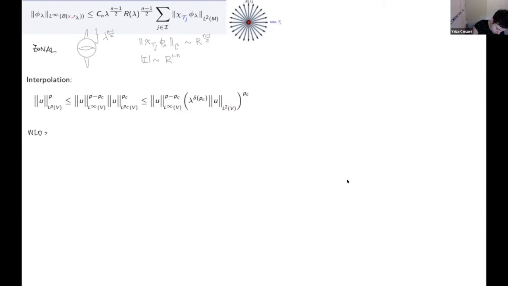First of all, without loss of generality, we are going to assume that we can decompose our function into this superposition of beams.